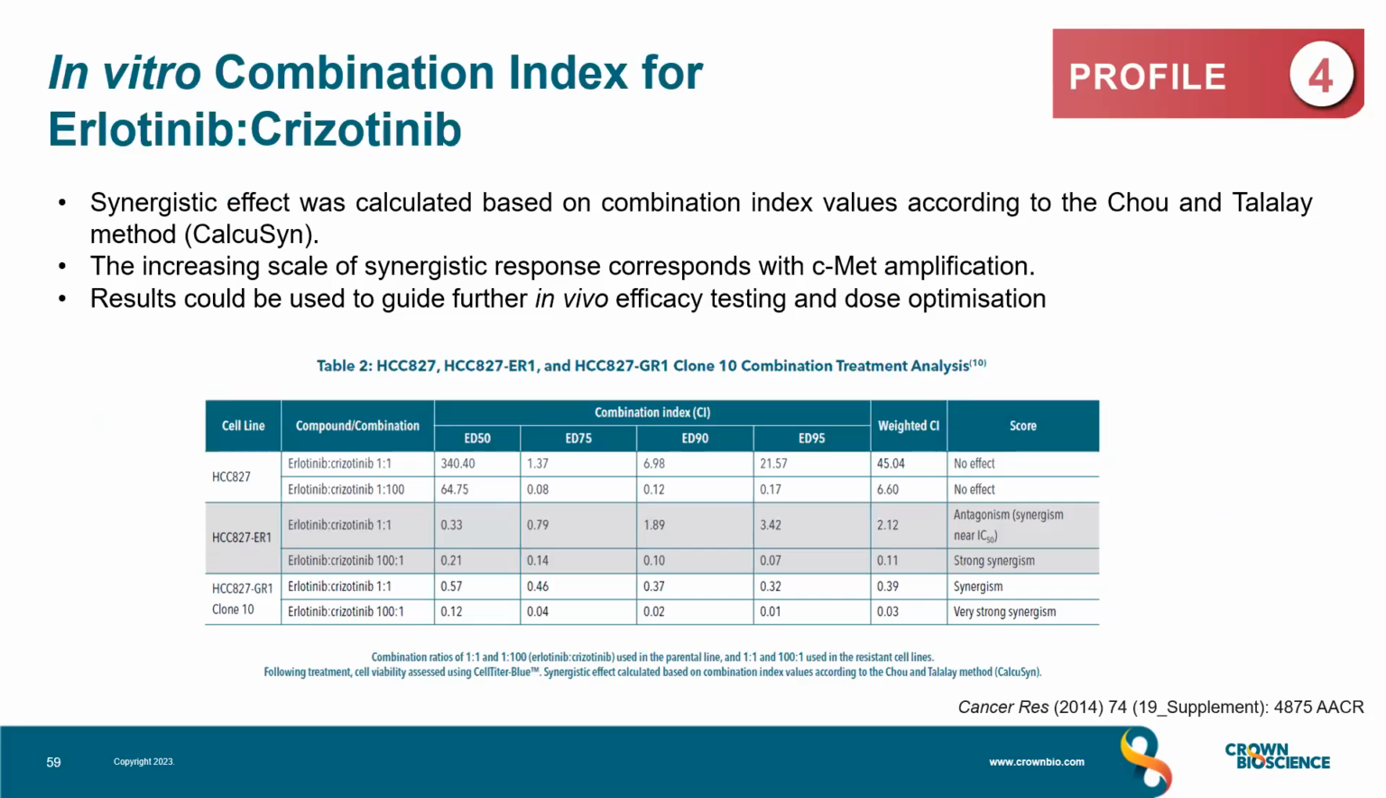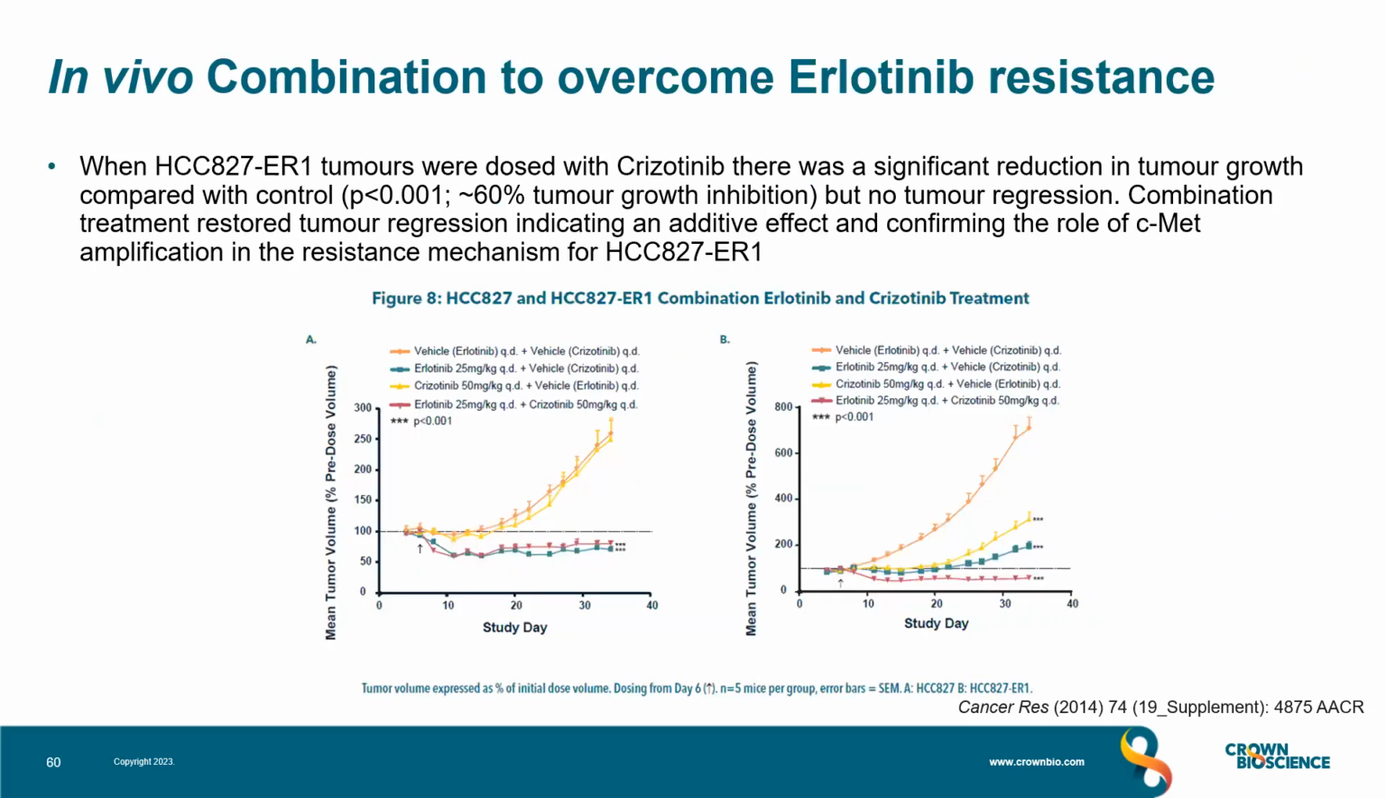To qualify if the resistance was driven by c-Met, a combination study in vitro was conducted to determine the synergistic potential of overcoming resistance and restoring the sensitivity to alatinib. So different combination ratios were used in the parental line and also the resistant lines in a CellTiter-Blue readout, and synergy was calculated using the CalcuSyn analysis. As summarized in the table, there was a very strong synergy score observed with the combination, and this was then progressed further to in vivo evaluation.